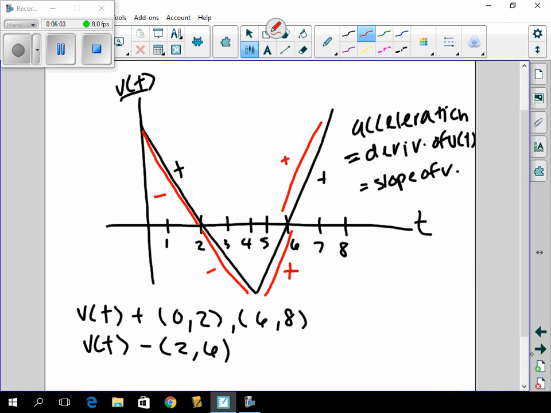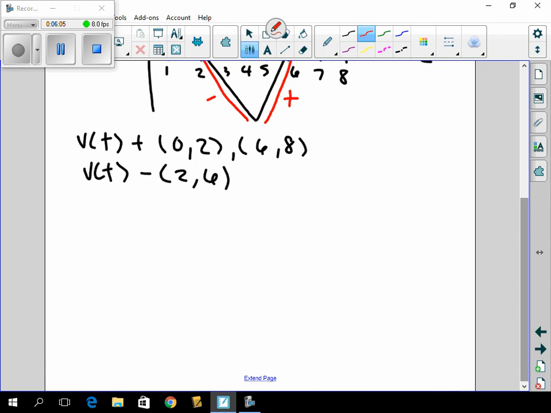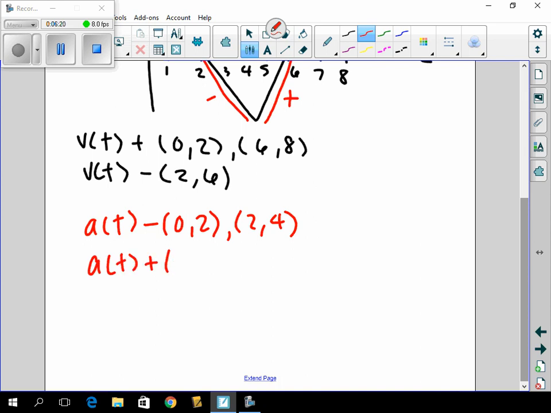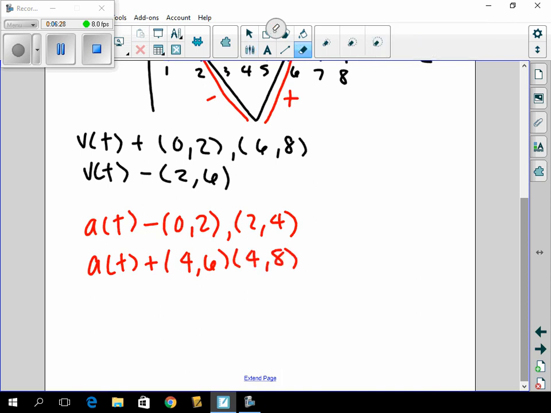So I'm going to go ahead and write down my intervals. For acceleration, I said it was negative from 0 to 2, and it was also negative from 2 to 4. My acceleration was positive from 4 to 6, and also 6 to 8. Sorry, 6 to 8, not 4 to 8.